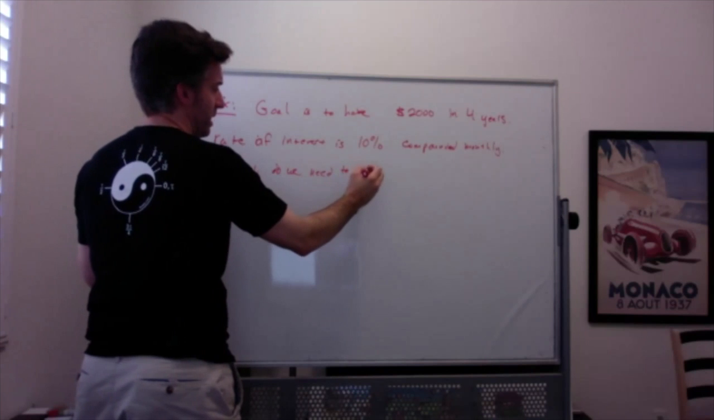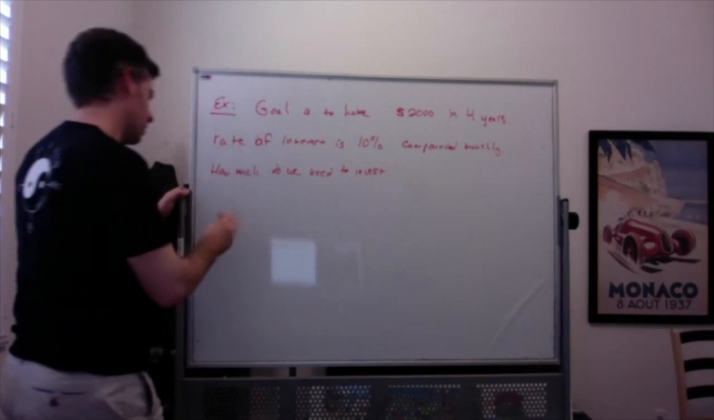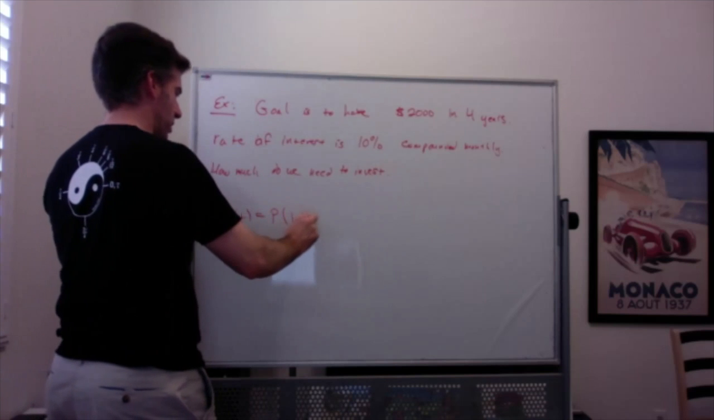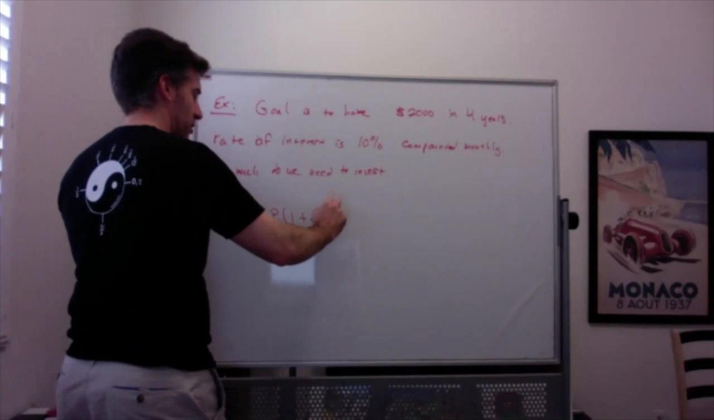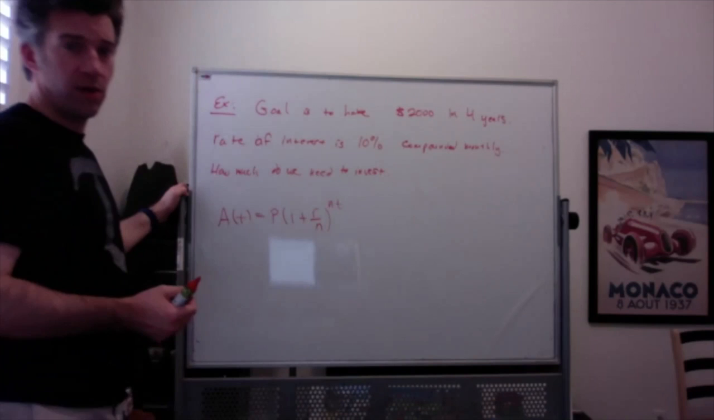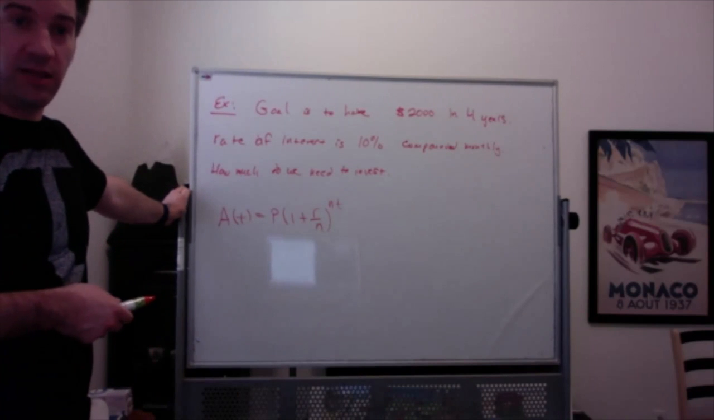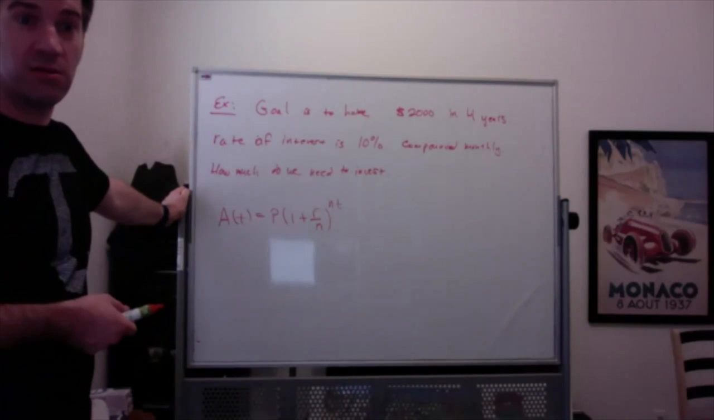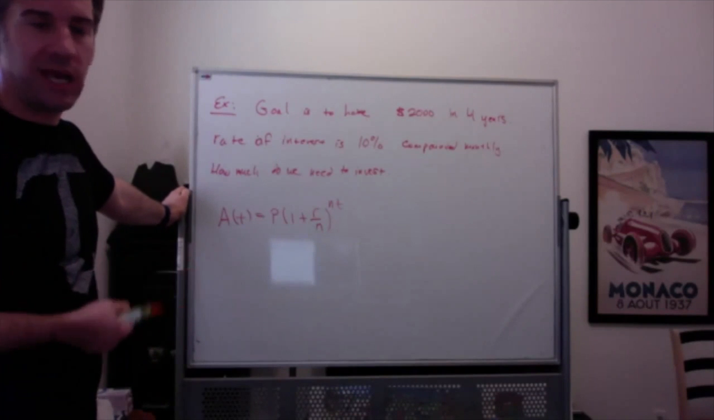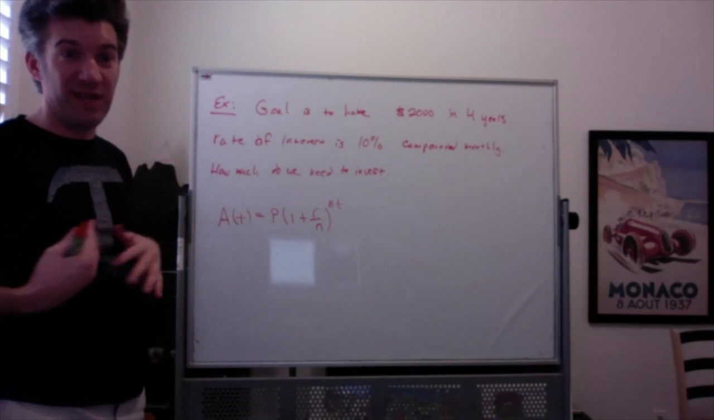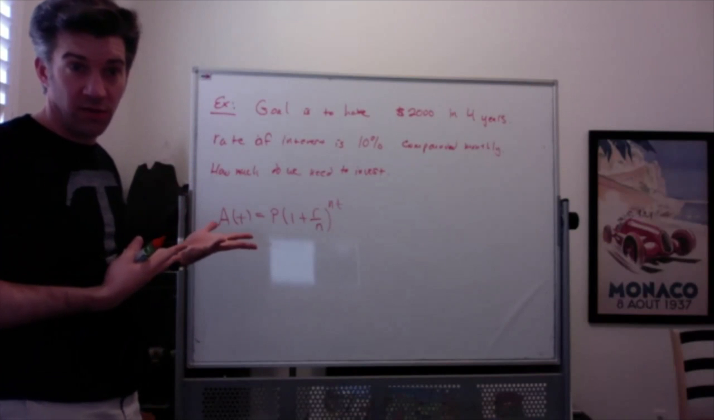So what am I really asking for? In my equation, A of t equals P times 1 plus r over n to the nt power. What's the thing we're trying to find if we're asking how much we need to invest? The principal? Exactly. So that also means we should be able to fill in every other thing, right?